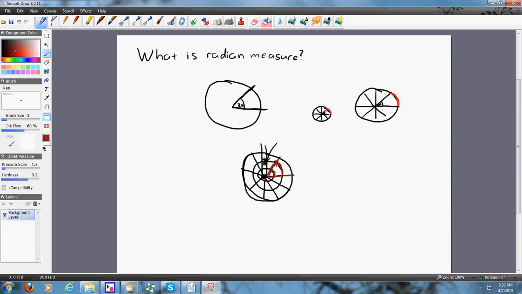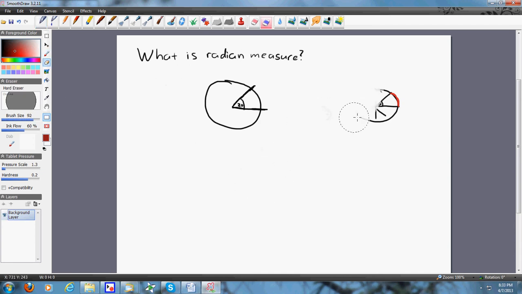Alright, so what that actually means is this. A radian is measured in relation to the radius. So if this is your radius and this is your radius, and the arc length is the same length as the radius, you have 1 radian.